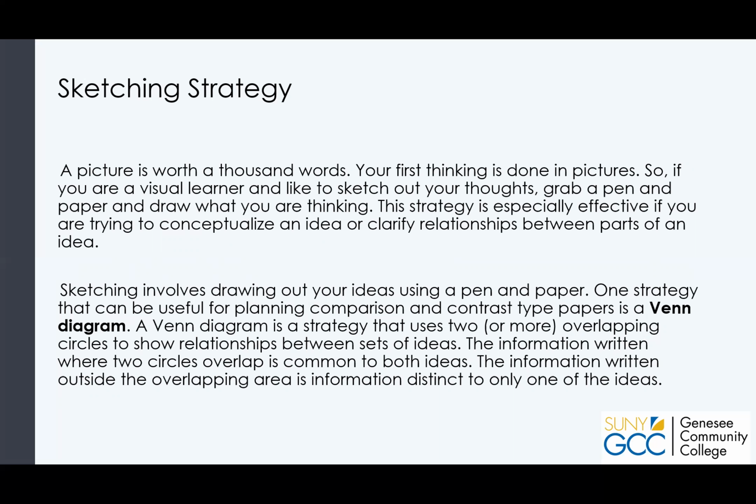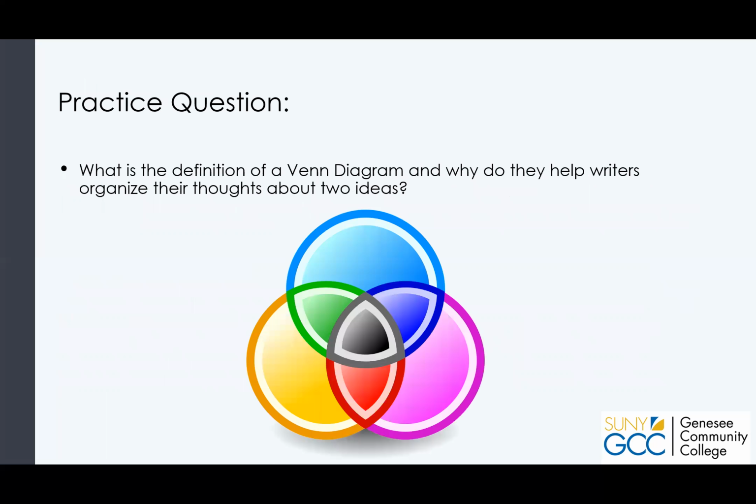So the overlapping section of the circles is items they have in common, or things you would use to compare them. And the items in the outsides of the circles that are not overlapping are unique to each item. Things that would allow you to contrast the items. Okay, here is a visual diagram of 3 circles set up in a Venn diagram.